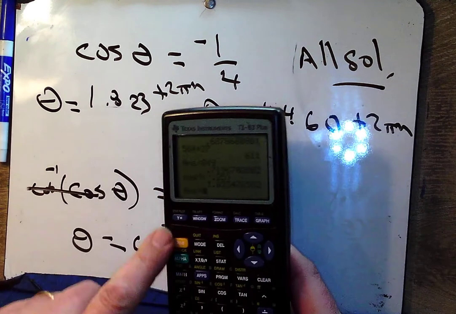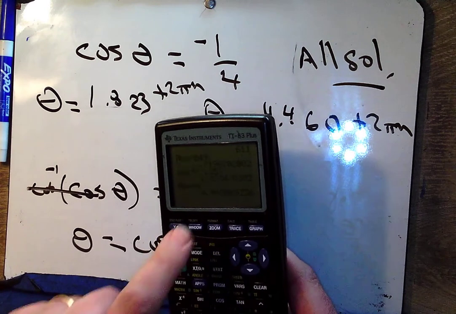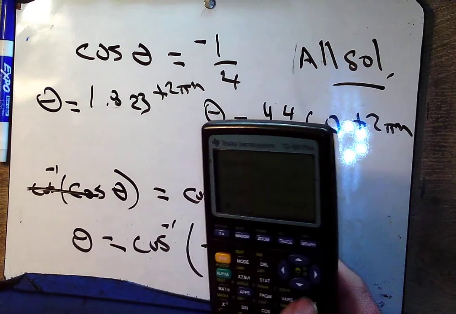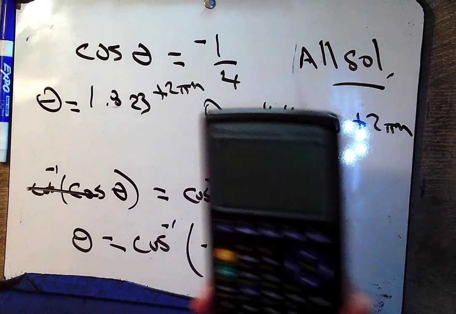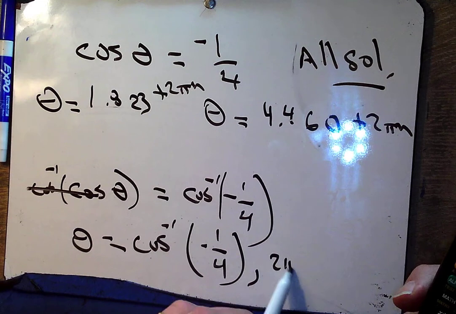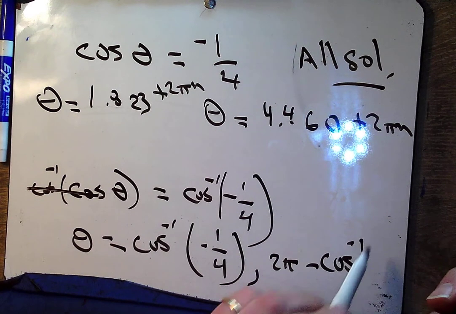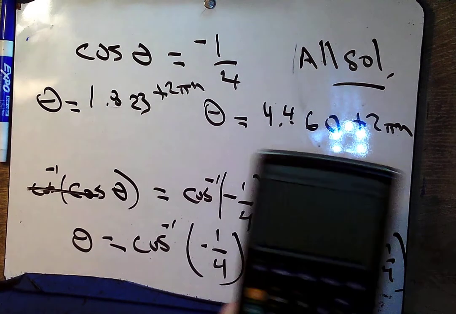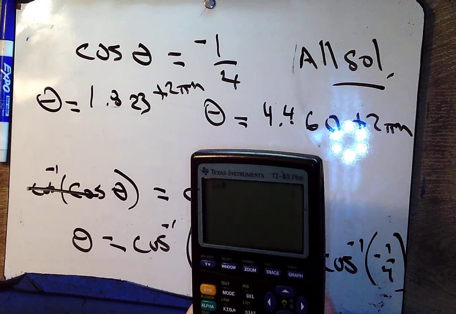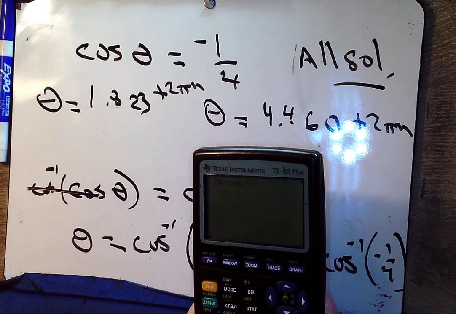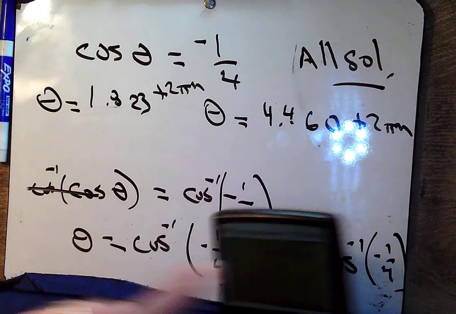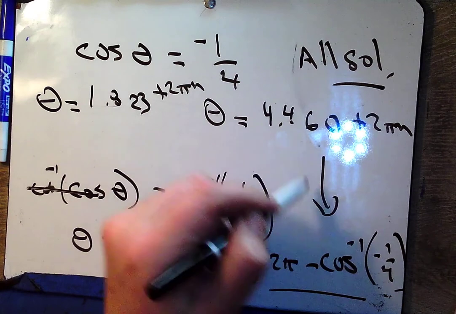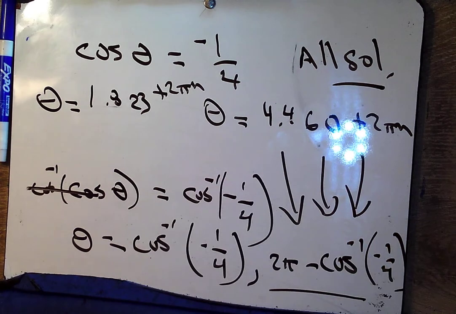Great. If I add pi to that number, I get this, and that's not that. Right, so where's this other solution? Well, it turns out that the other solution is 2 pi minus cosine inverse of negative 1/4. So 2 pi minus inverse cosine of negative 1/4. And look, there it is. Why? Because I'm using reference angles from section 4.4 in our textbook.